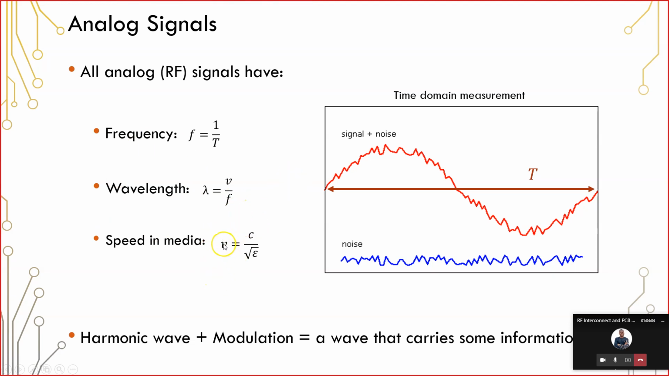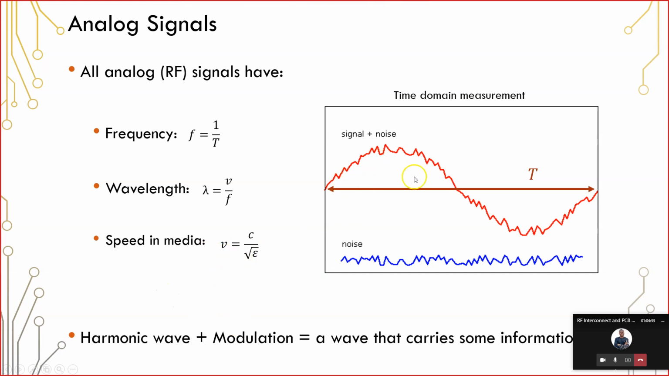The speed is related to the speed of light in vacuum divided by the square root of the dielectric constant. The square root of the dielectric constant is actually the refractive index. If you come from the world of optics like I do, you deal a lot with refractive index instead of dielectric constant. But in electronics, we care more about the dielectric constant. The two are related. As long as you know this epsilon, which you can get from a material data sheet or from a measurement, then you know the speed in the medium.